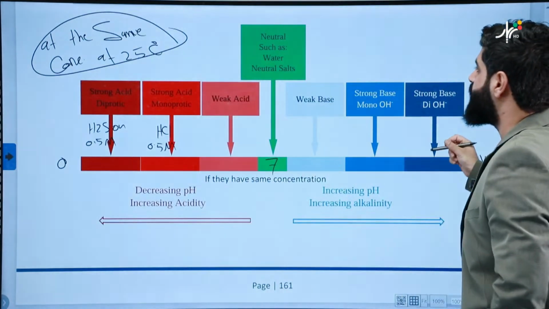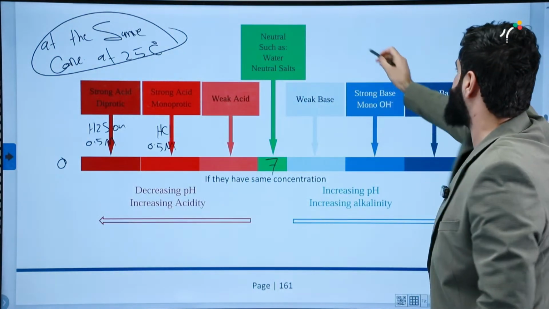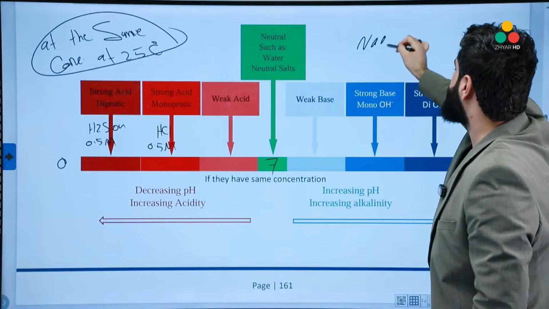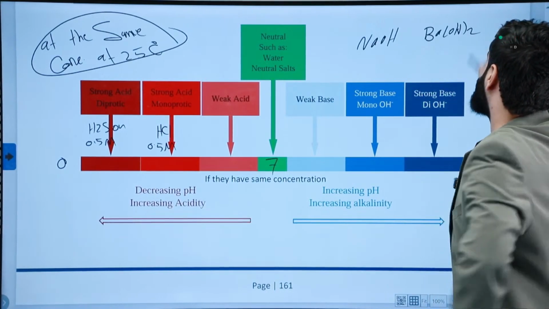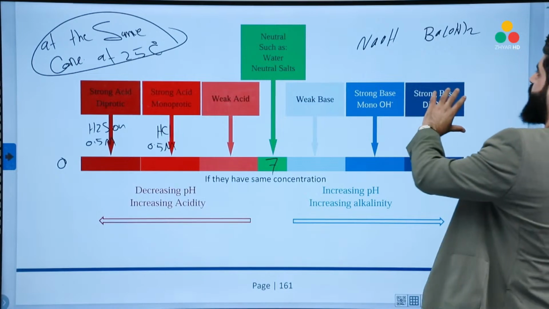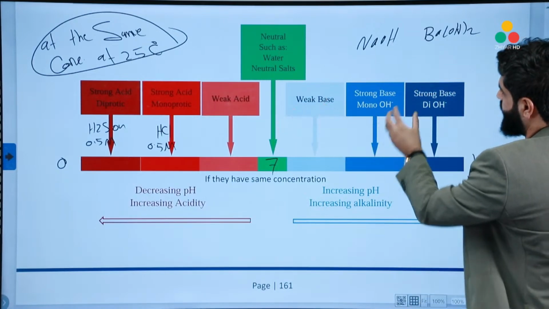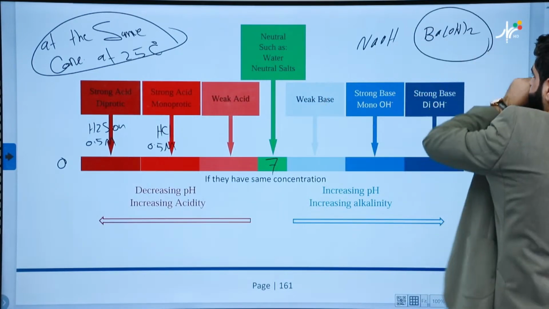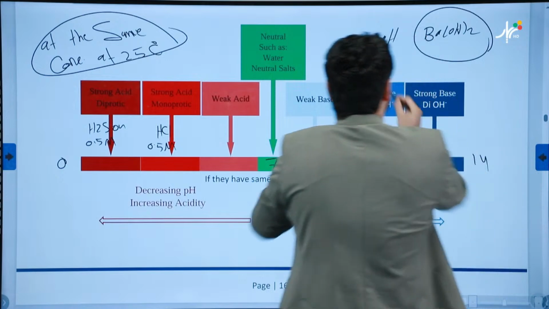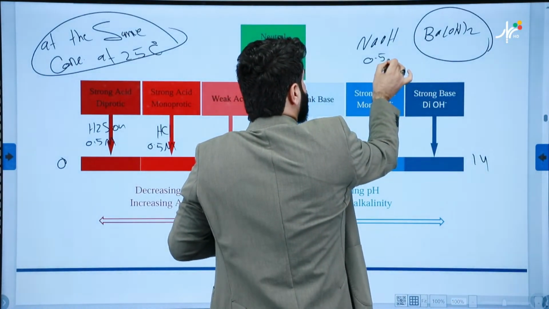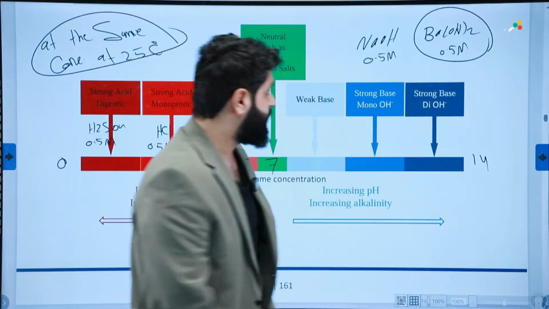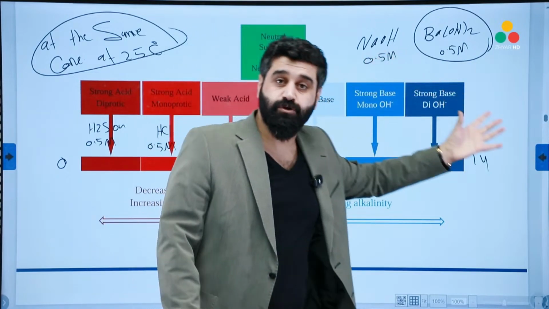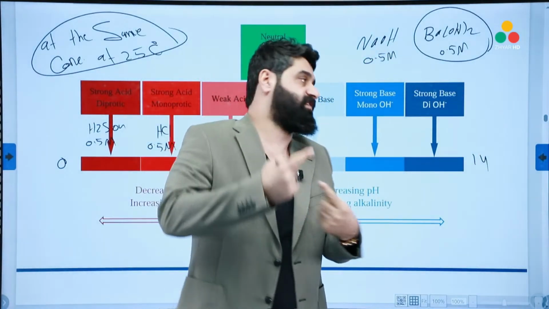The same thing is true here. They need to have the same concentration. Example, if we compare NaOH with Ba(OH)2, which one has a greater pH? According to the scale of pH, but they need to have the same concentration. Example, 0.5 molar, 0.5 molar. But if they have different concentrations, they may switch their places.